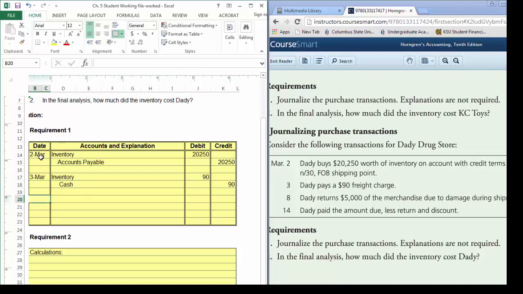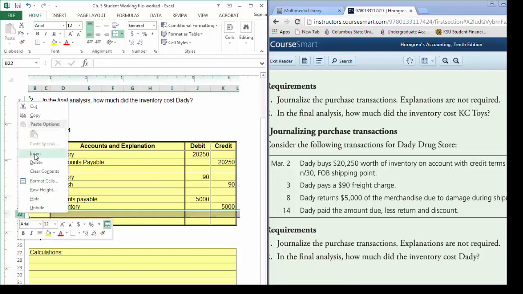Okay. So shipping expenses get added to the cost of our inventory. All right. Then we have March 8th. So March 8th says Daddy returns $5,000 of the merchandise due to damage during shipment. Okay. So we're returning merchandise. So again, we're going to reduce what we have on our accounts payable because we're not going to pay for merchandise that we're returning. And we're going to reduce our inventory account by the amount that we're returning. All right. So that's our next journal entry. We're going to need some more here.